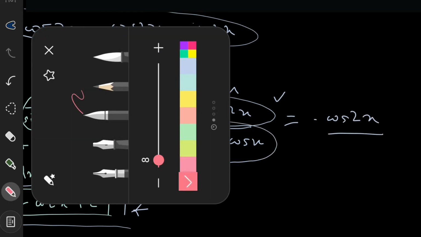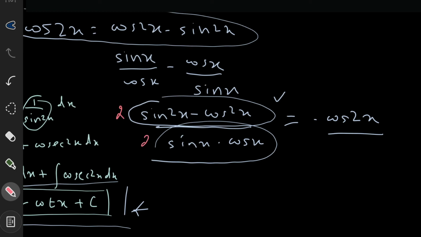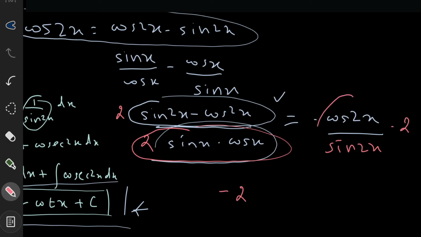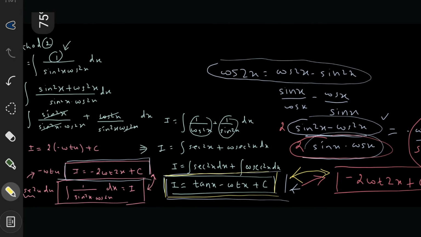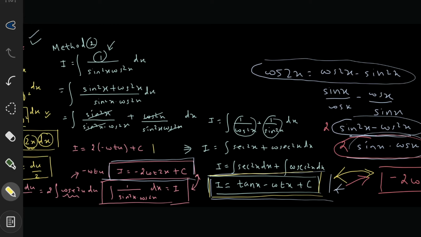Now what I will simply do is multiply 2 in the numerator and in the denominator. Now the denominator turns out to be 2 times sin x into cos x, that is ultimately sin 2x, and we have 2 in the numerator, so into 2. So here we have negative 2 cos 2x upon sin 2x, which is ultimately negative 2 cot 2x, plus the constant c. So here we can see that the value of I that we got from our second method, tan x minus cot x plus the constant c, is the same as negative 2 cot 2x plus the constant c, and this thing we got as the answer from our first method.